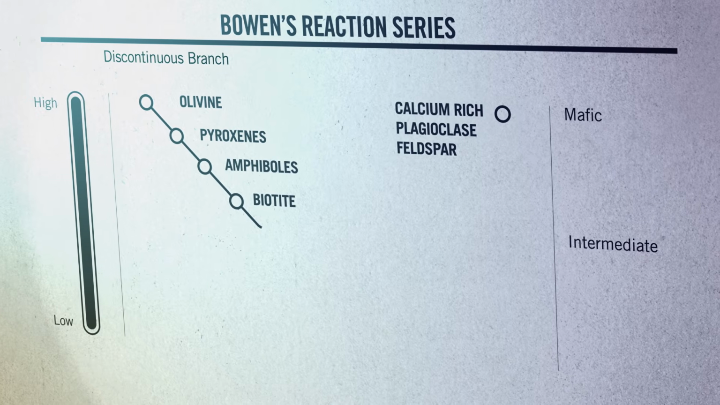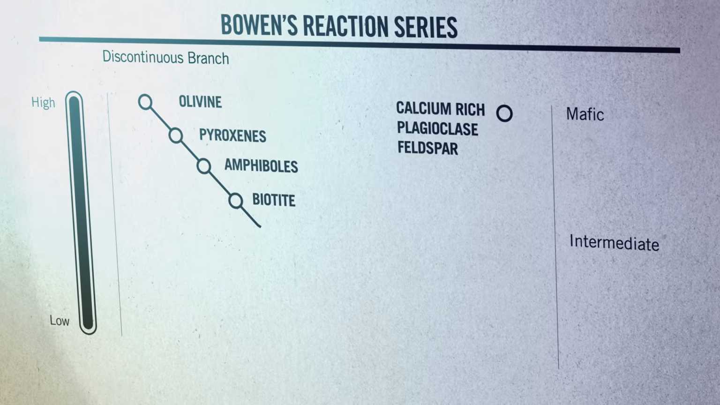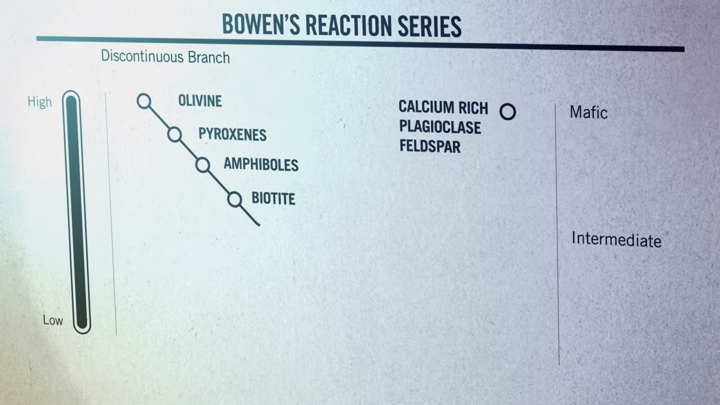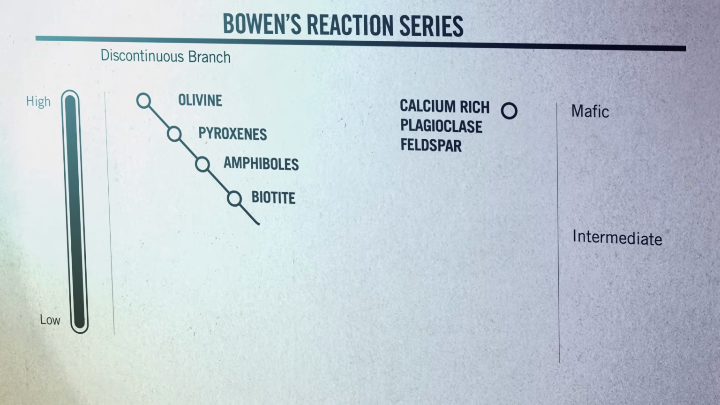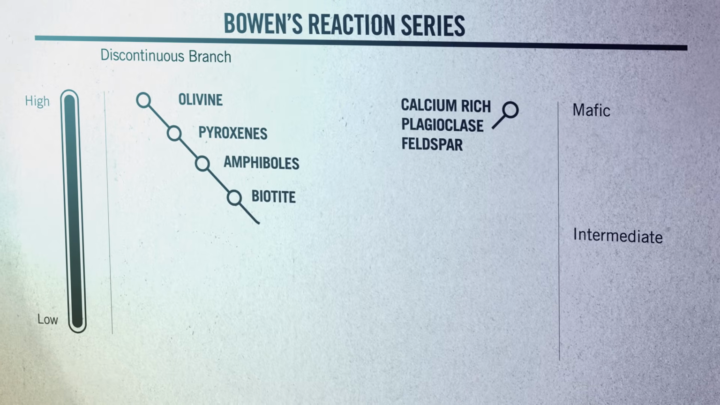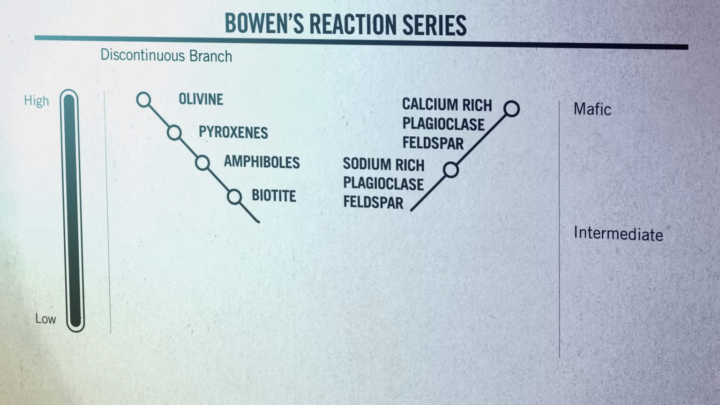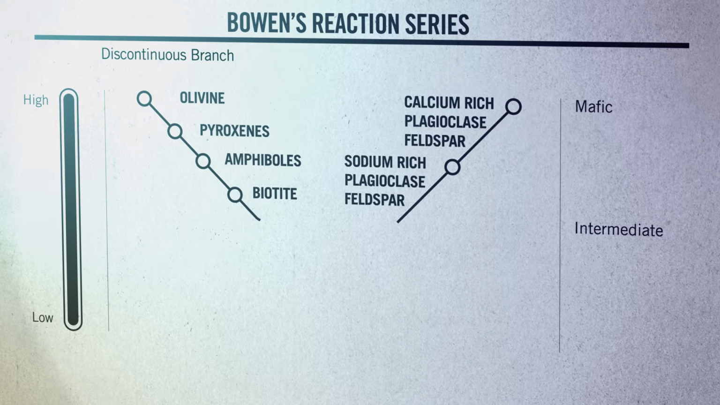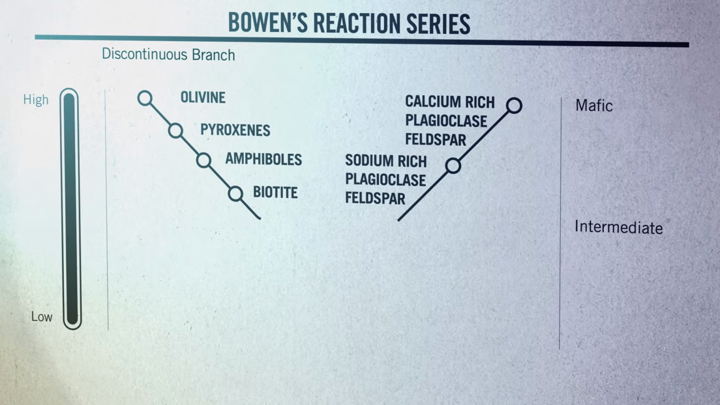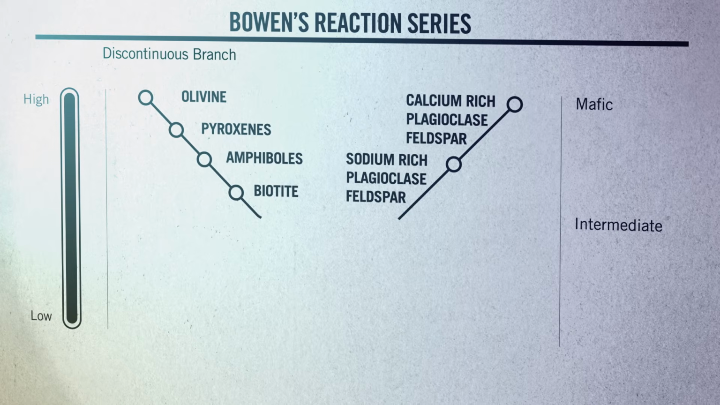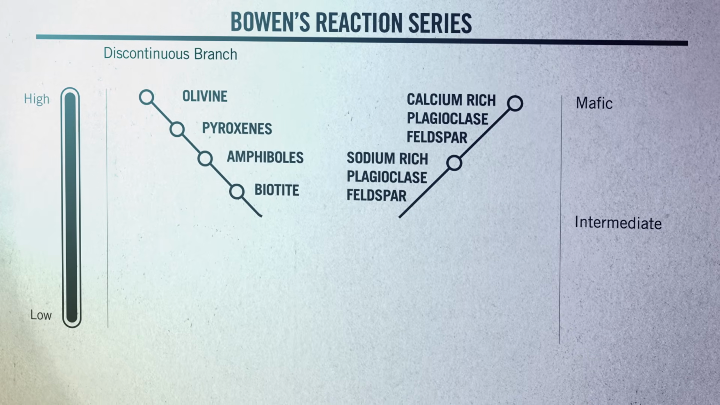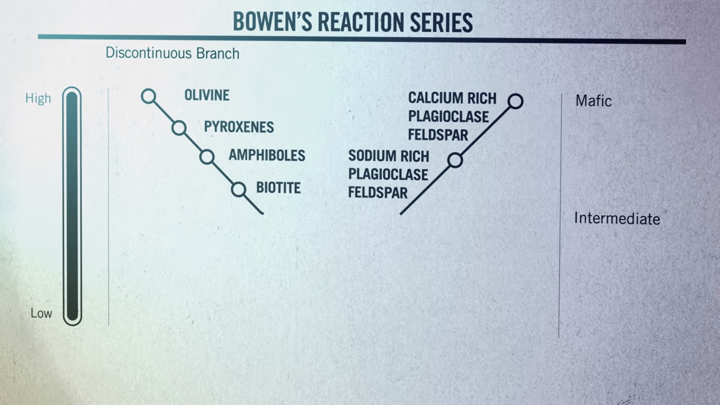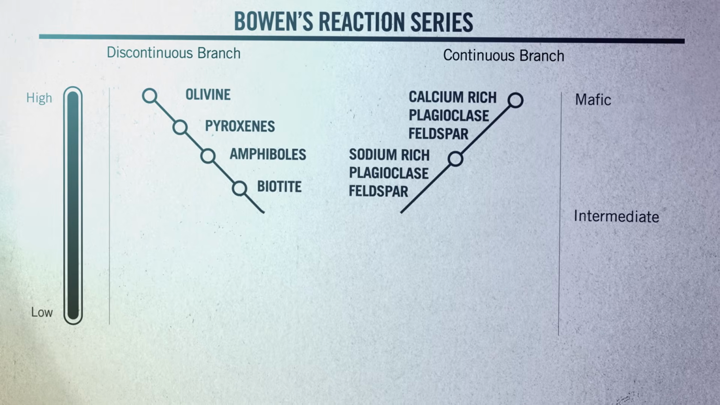Similar to the discontinuous branch, as temperatures cool, plagioclase changes its elemental composition in a solid solution series that incorporates more calcium into its crystal structure at high temperatures, making a dark gray version of the mineral, and more sodium at lower temperatures, making a white version of the mineral. However, unlike the discontinuous series, the arrangement of the atoms in plagioclase does not change as temperatures cool. Therefore, because the atomic arrangement remains the same, the mineral is still plagioclase, just with a slightly different composition in what Bowen called the continuous branch of the reaction series.